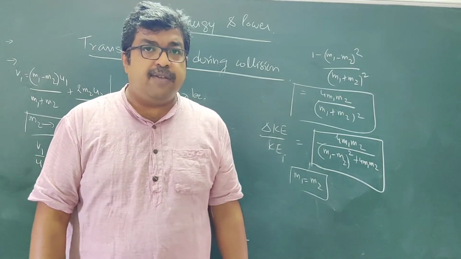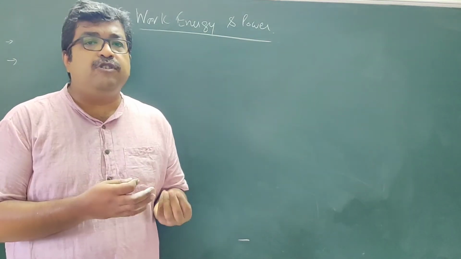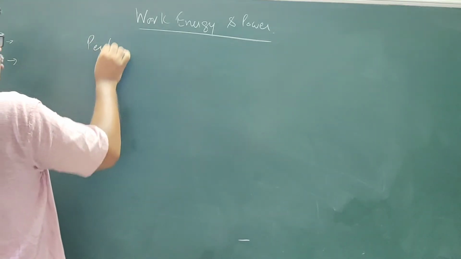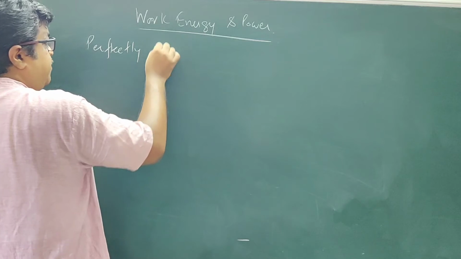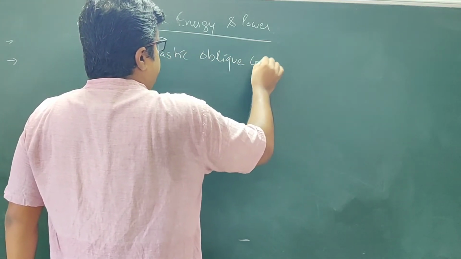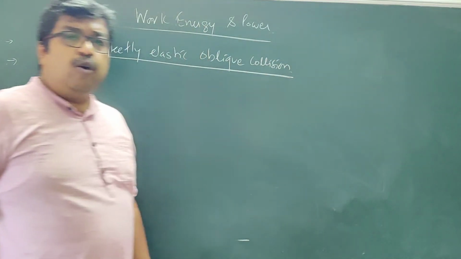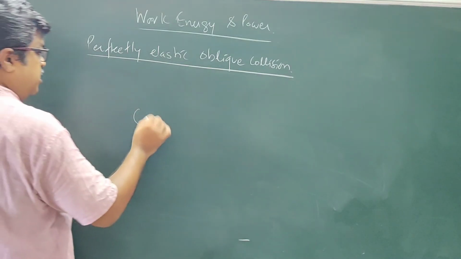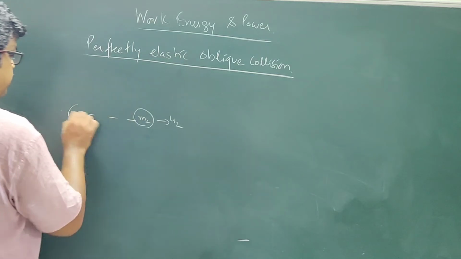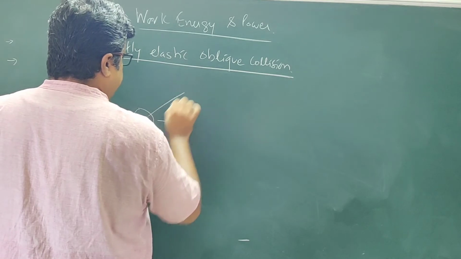Now let us consider the case of perfectly elastic oblique collision. Till now we have seen head-on collision. So, perfectly elastic oblique collision. Suppose this is m2 moving with velocity u2, this is m1 moving with velocity u1, and they undergo collision.